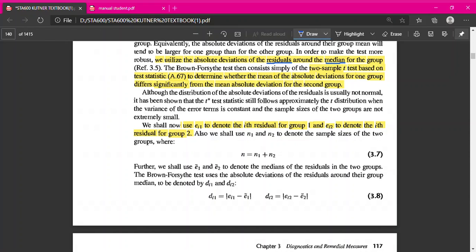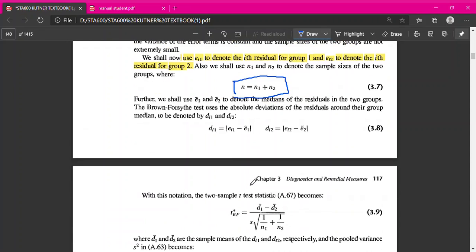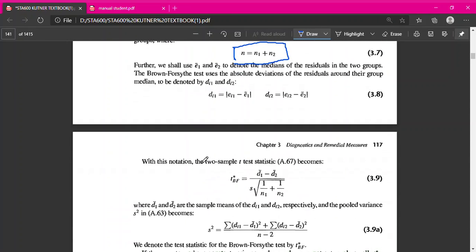Okay. And then N adalah N1 plus N2. Okay, because we divided the N observations into two groups of data, jadi N1 dan N2. Okay, and then this is the formula of the test statistic.